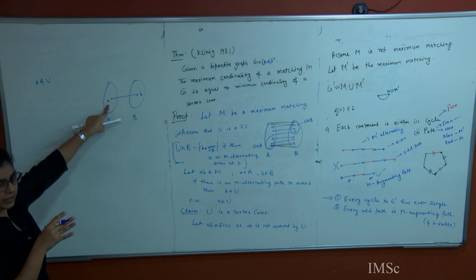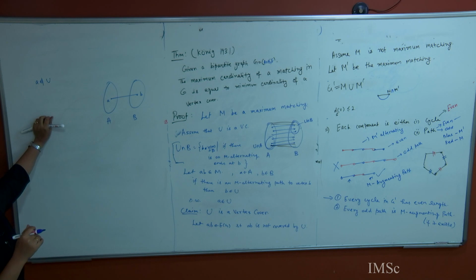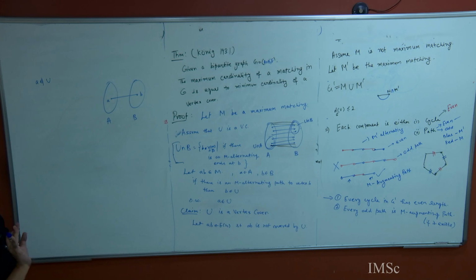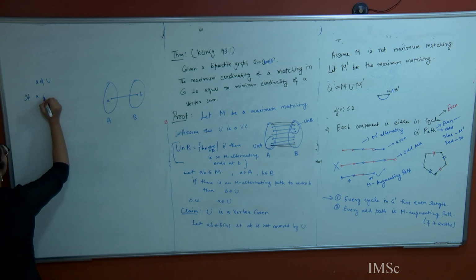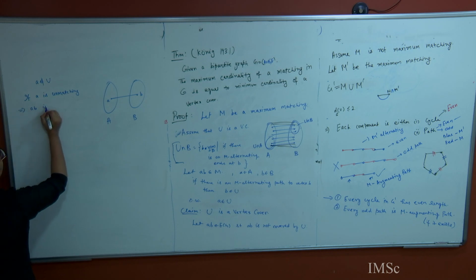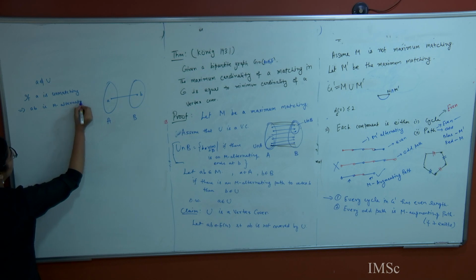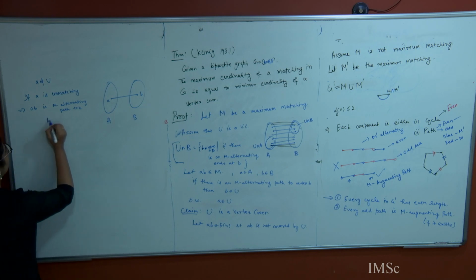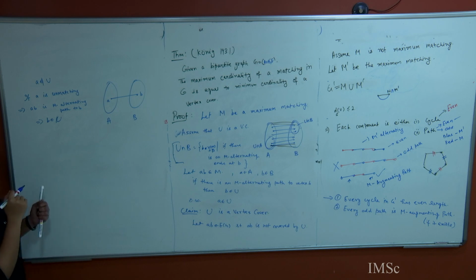If A is unmatched by M, then can we say that this edge is an M alternating path? Yes, because an alternating path should start from some unmatched vertex. So if A is unmatched, then AB is an M alternating path to B. So by this definition, B should have been in U. This implies B belongs to U, and that means the edge is covered.